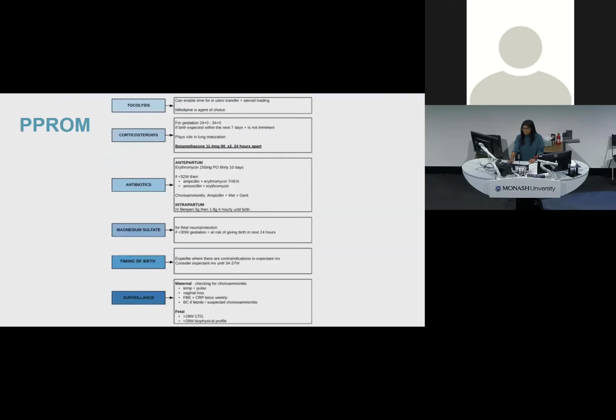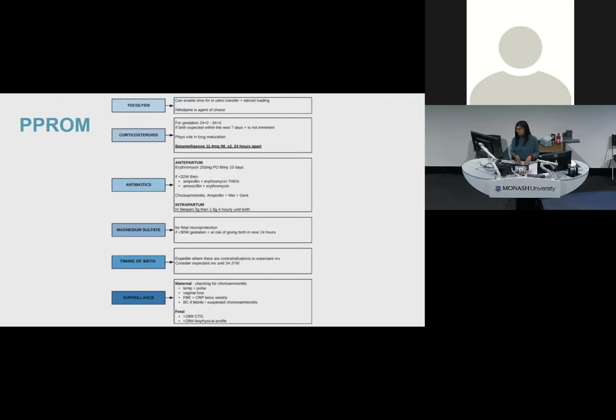In terms of management, there's just a few other considerations. Those are the antibiotics that you use. There's different antibiotics that you use for antepartum and intrapartum. And then you just have additional considerations for the timing of birth and the surveillance that you do.